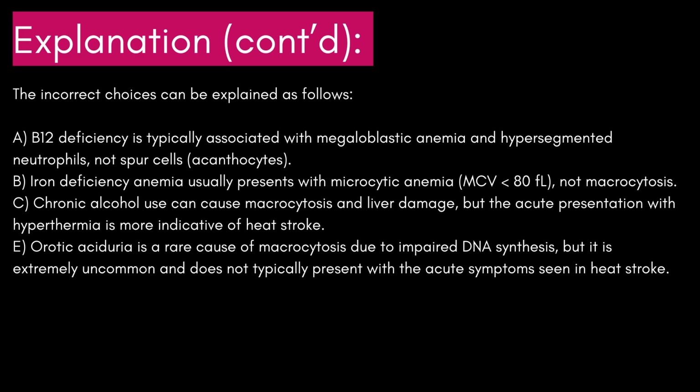A. B12 (cobalamin) deficiency is typically associated with megaloblastic anemia and hypersegmented neutrophils, not spur cells, acanthocytes. B. Iron deficiency anemia usually presents with microcytic anemia, mean corpuscular volume less than 80 femtoliters, not macrocytosis. C. Chronic alcohol use can cause macrocytosis and liver damage, but the acute presentation with hyperthermia is more indicative of heat stroke. E. Orotic aciduria is a rare cause of macrocytosis due to impaired DNA synthesis, but it is extremely uncommon and does not typically present with the acute symptoms seen in heat stroke.